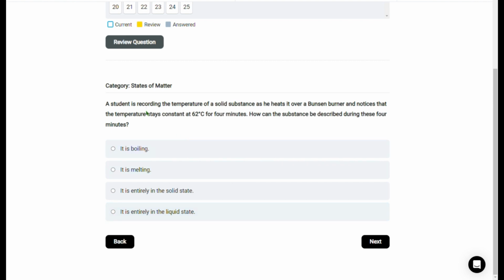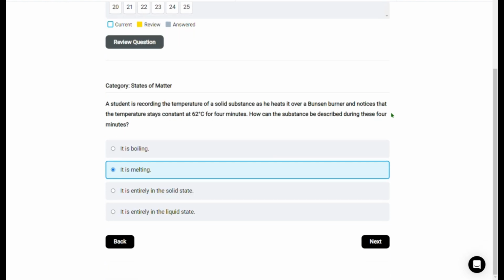Next up, a student is recording the temperature of a solid substance as he heats it over a Bunsen burner and notices that the temperature stays constant at 62 degrees Celsius for 4 minutes. How can the substance be described during these 4 minutes? The correct answer would be, it is melting.